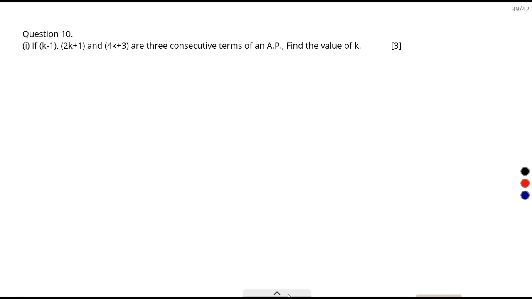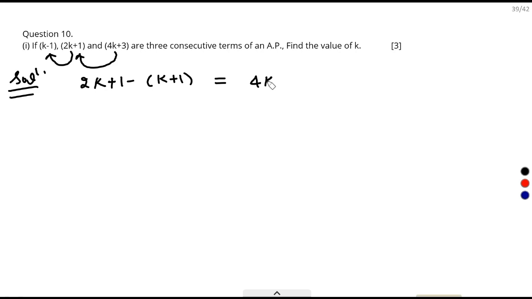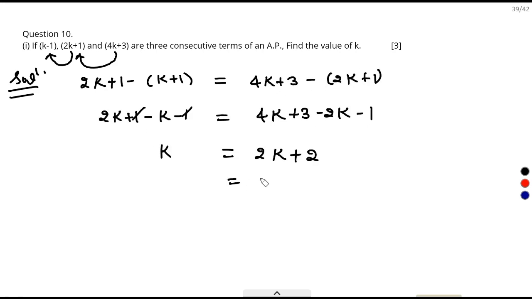Question number 10th, last question of this sample paper, part 1. 3 numbers are consecutive terms of AP. Find the value of K. If these are the consecutive terms of AP, then common difference will be equal. It means if we subtract first term from second, will be equal to if we subtract second term from third term. K is equal to minus 2.